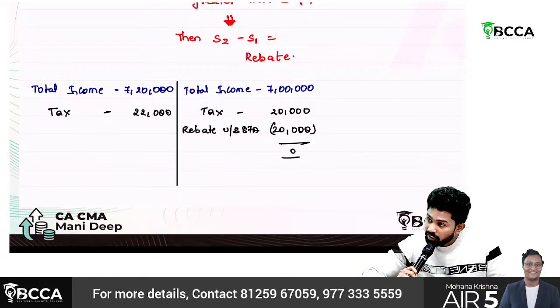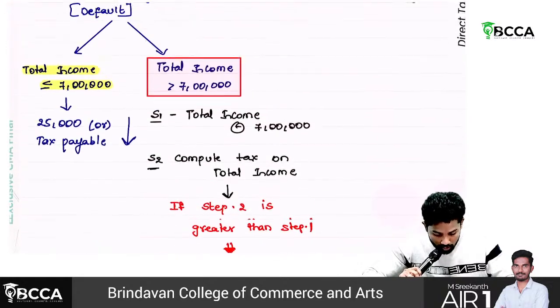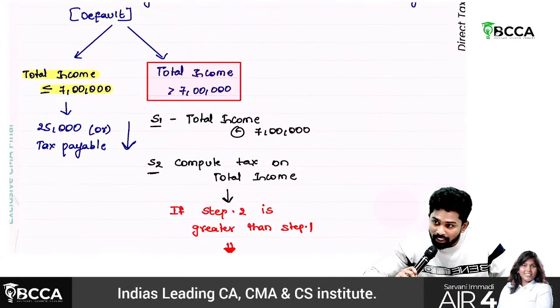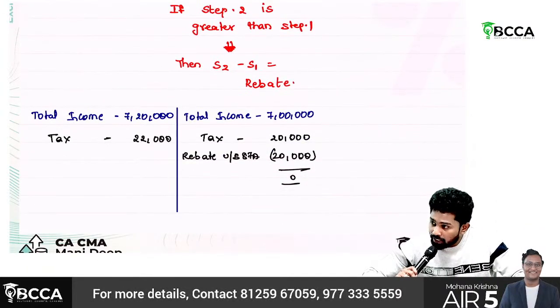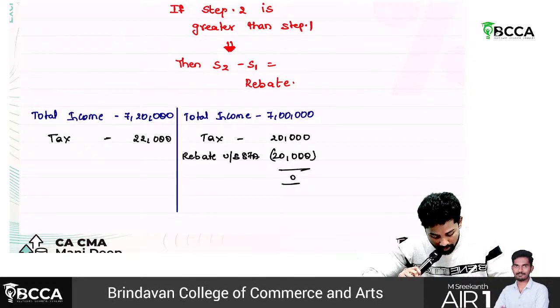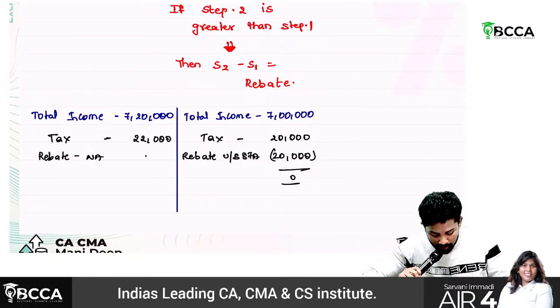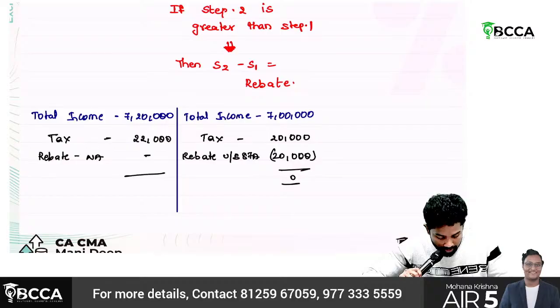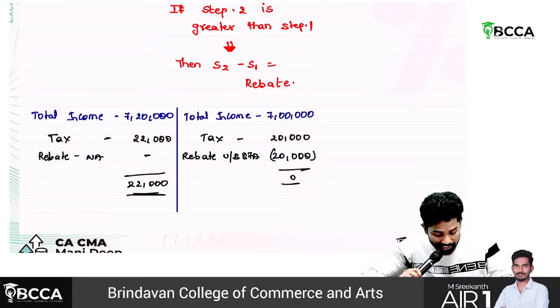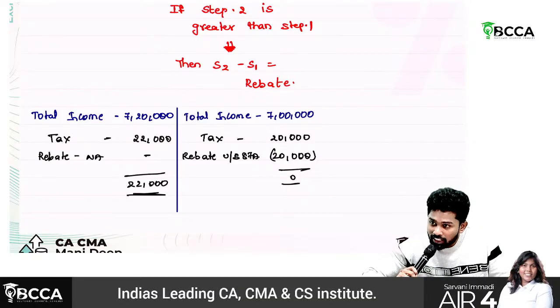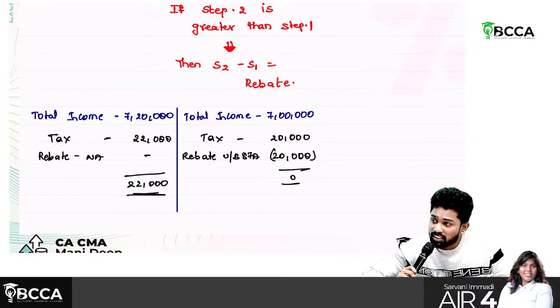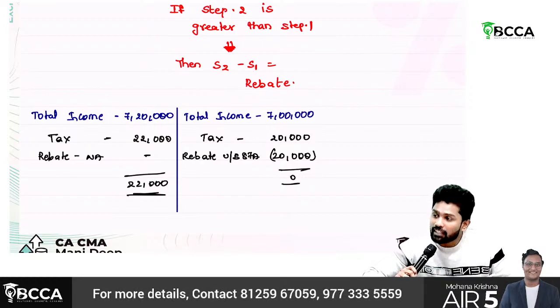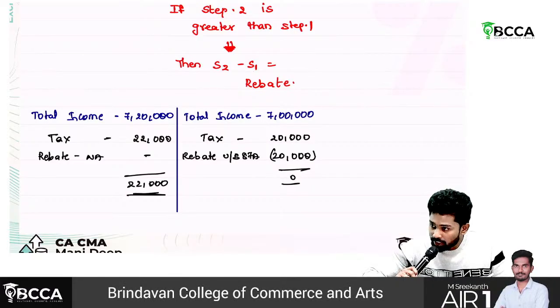Whereas here there is no rebate available. Now because of this marginal relief concept, rebate is coming. But if there is no such marginal relief concept here, there is no rebate available before amendment. So since no rebate available, he is ending up paying 22,000 tax. That means he is earning 20,000 extra income, but for that he is paying 22,000 extra. That's why they wanted to give rebate.